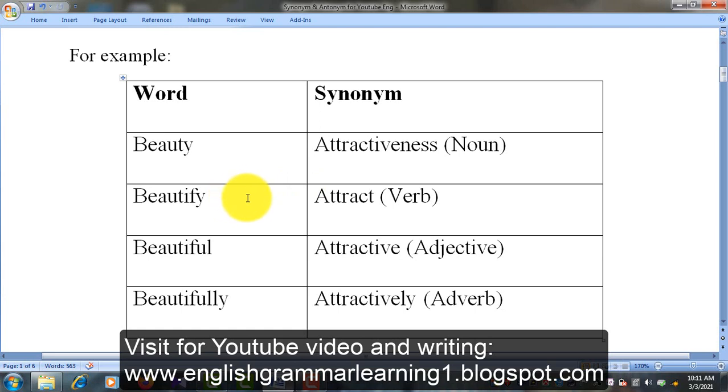In the same way, look at other example. Beautify is a verb. Its synonym attract is also a verb. In the same way, beautiful is adjective. Its synonym is attractive. Is also an adjective. Okay, finally, beautifully is adverb. Its synonym attractively is also adverb. So these examples are taken for granted.